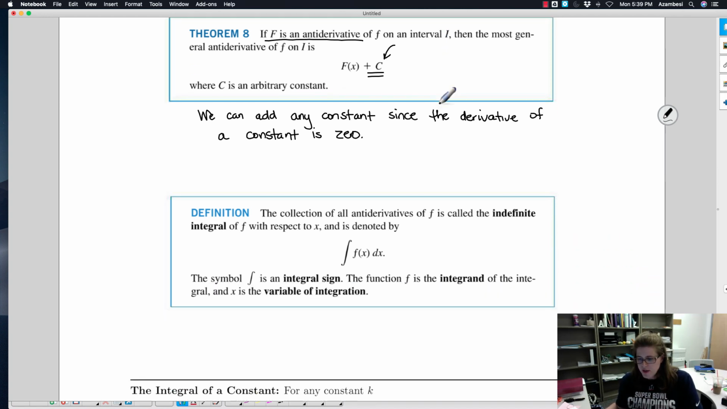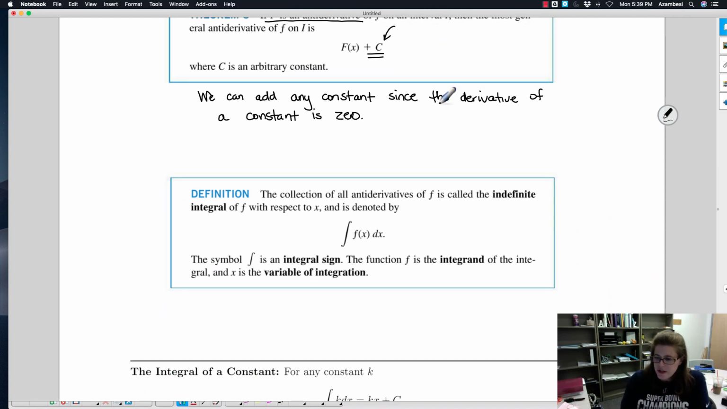Now, as far as notation is concerned, the collection of all antiderivatives is called the indefinite integral. So the indefinite integral is this particular sign. This means to take the indefinite integral with respect to x, and this notation is dx. So whatever is in between is the function that you're looking for the antiderivative of.